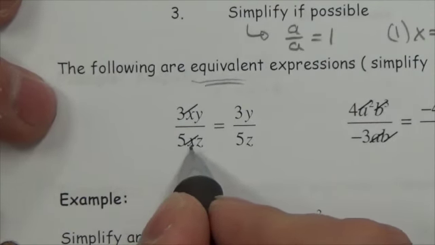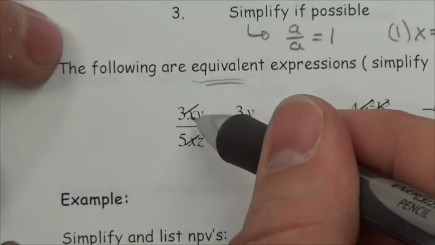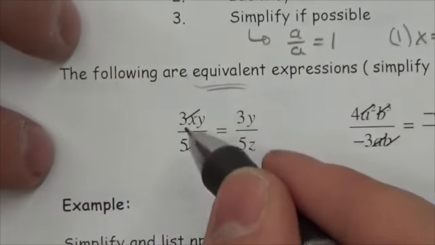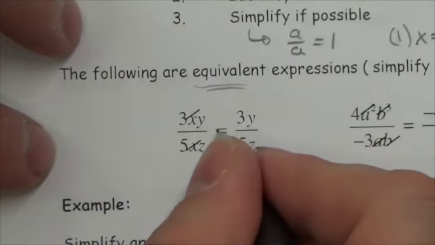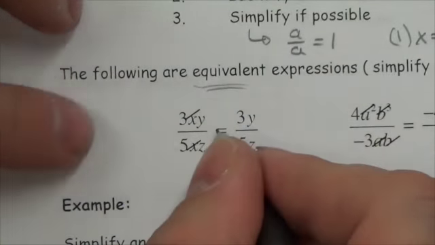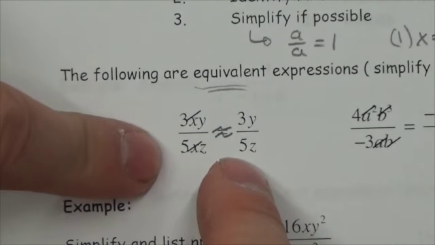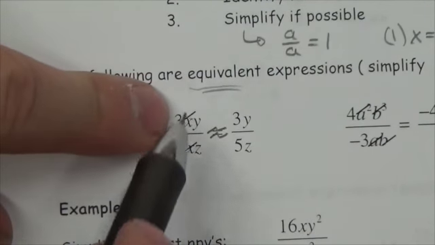3xy over 5xyz here. Now, we canceled the x over the x. When you do that, you shouldn't use an equal symbol there. You should use the equivalent symbol. These are not the same. They're not the same expression. They are really close to being the same, but they're not the same expression because of the x here.